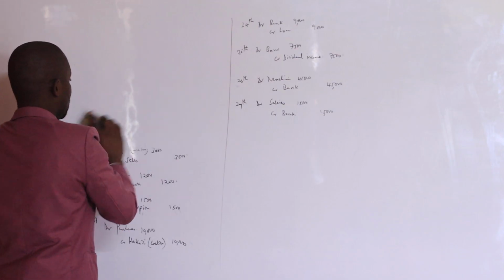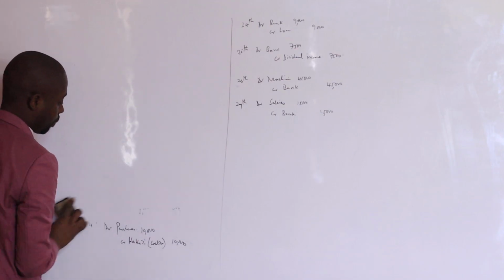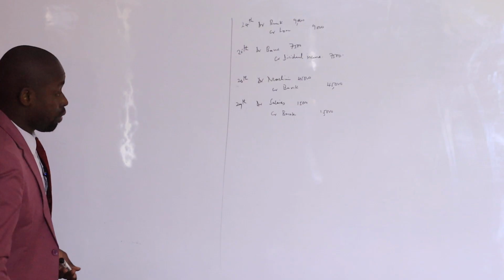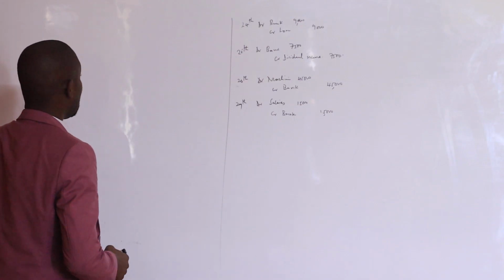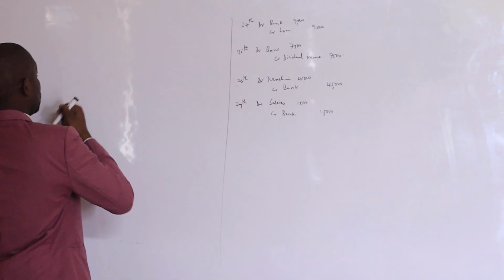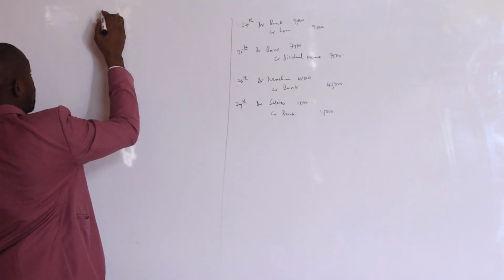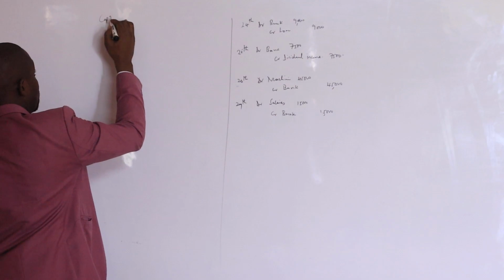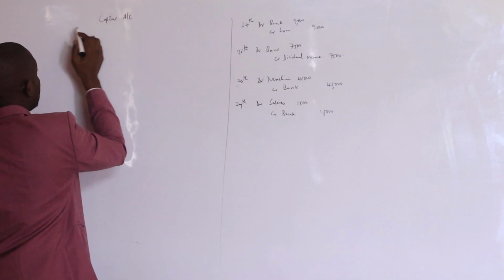So I start off the ledger entries. The first one was began business with some amount at bank and cash. So you have capital account. That is capital account.